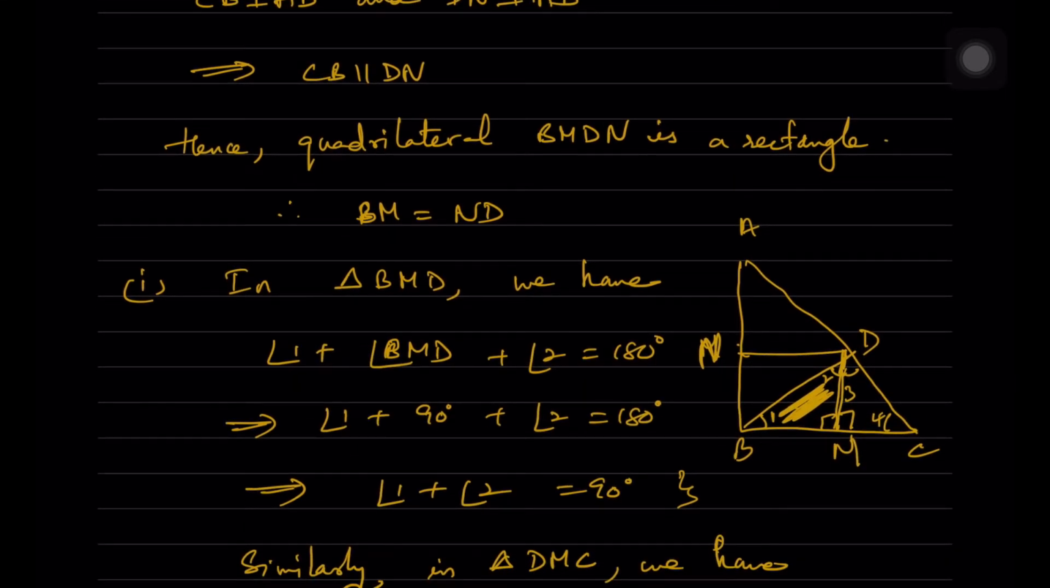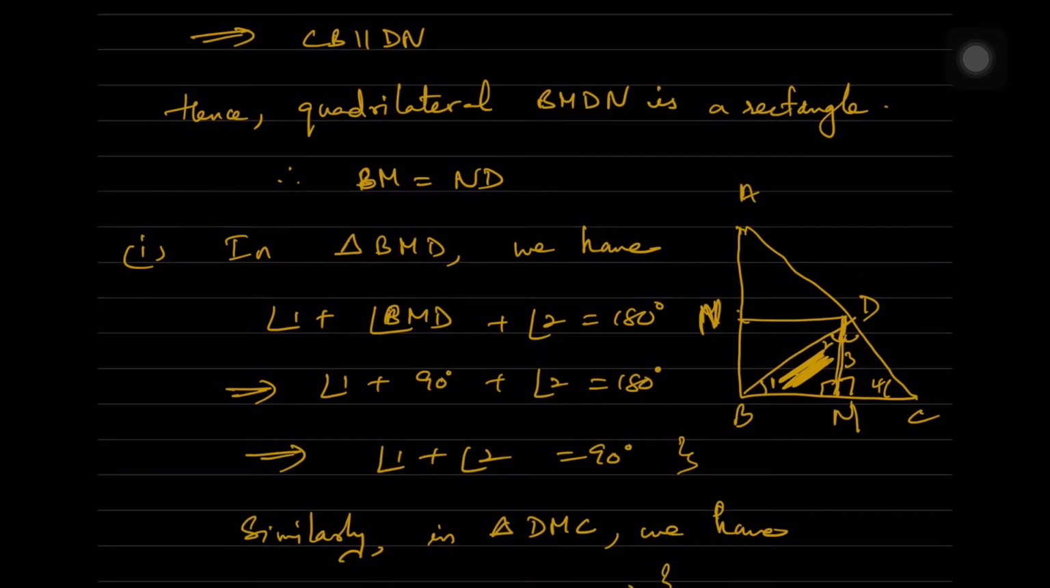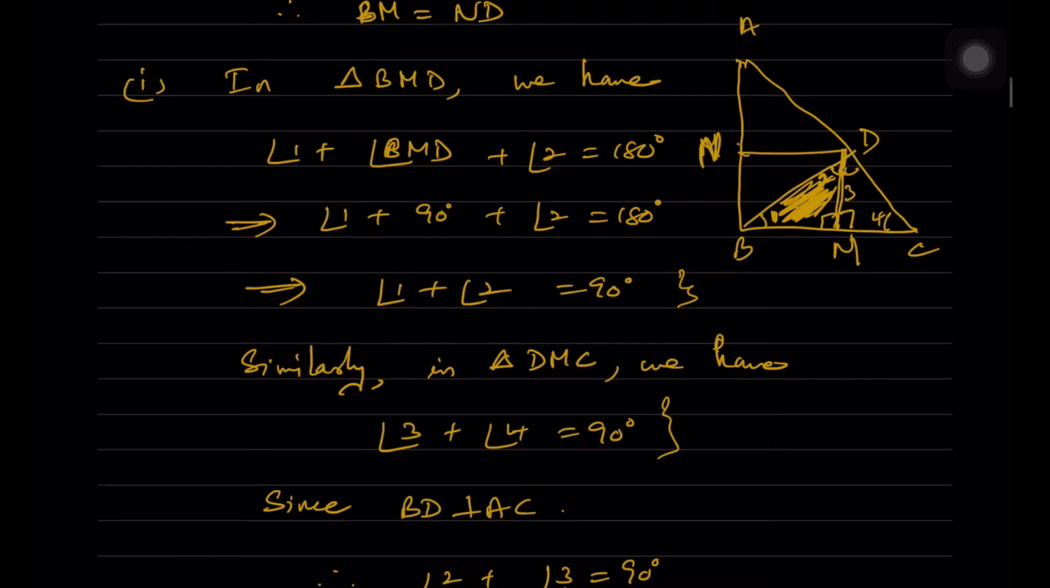In triangle BMD, I have drawn the figure here. In triangle BMD, which I have shaded over here, we have angle 1 plus angle BMD plus angle 2. Here you have angle 2 and here you have angle 1. These three angles add up to 180 degrees, and you know that angle BMD is 90 degrees. Therefore angle 1 plus angle 2 is equal to 180 minus 90, which is equal to 90.